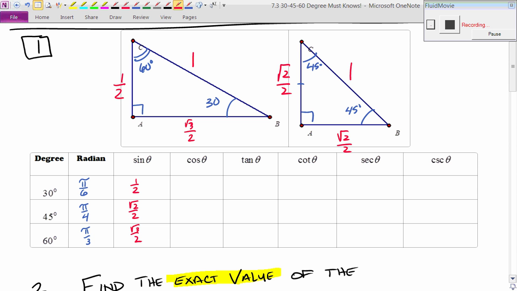All right, great. Now, if you're going to consider cosine, which one's the easiest one to figure out? Do you think that's the easiest one? I think there's one easier.